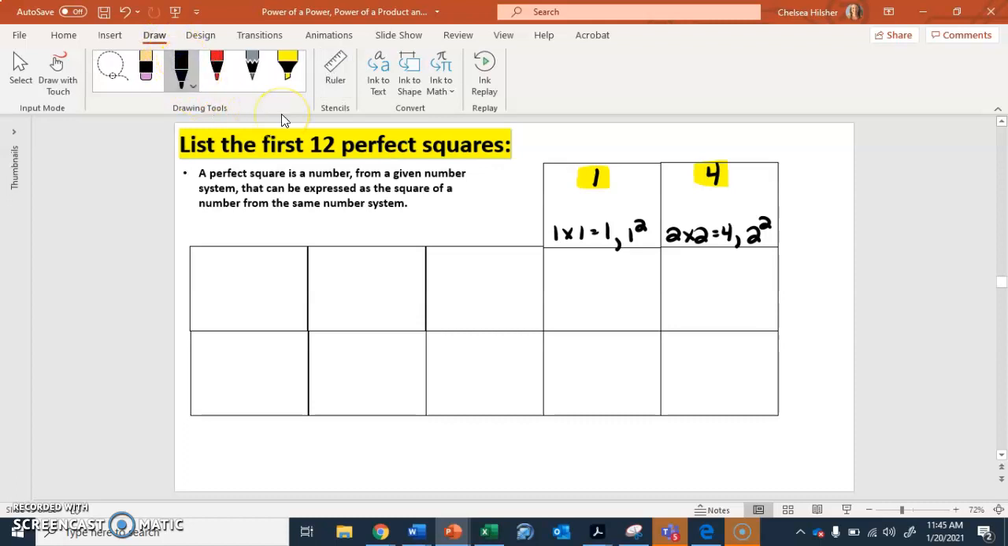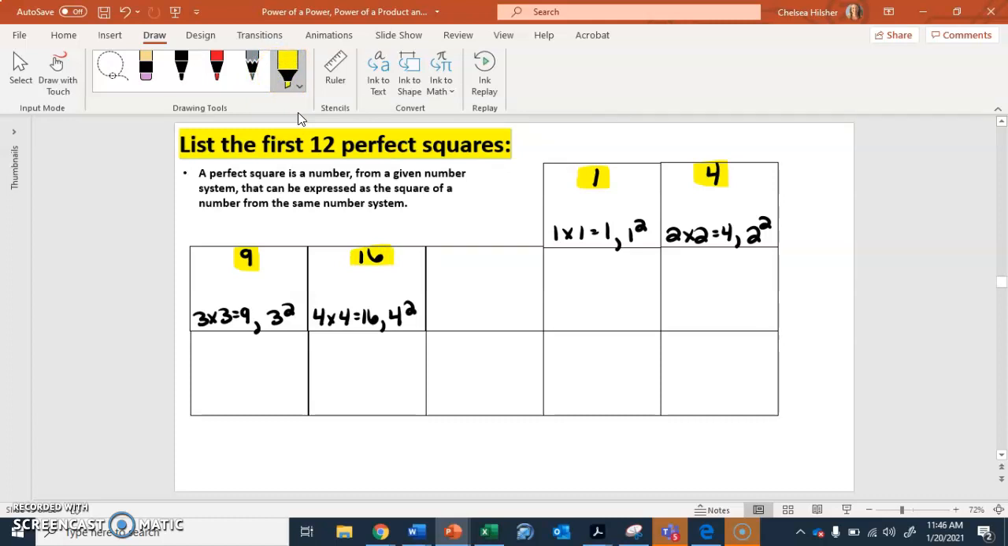If we keep going with this trend, the next one would be 3 times 3, which equals 9. I can also write it as 3 squared, so 9 is a perfect square. The numbers have to be the same, and if you can take that number and multiply it by itself, it gives us our perfect square. We keep going, 4 times 4 equals 16, and I can also write it as 4 squared, so 16 is a perfect square.